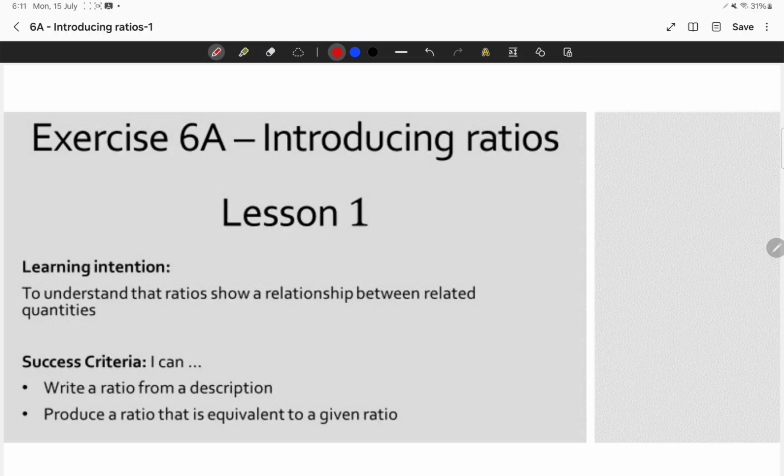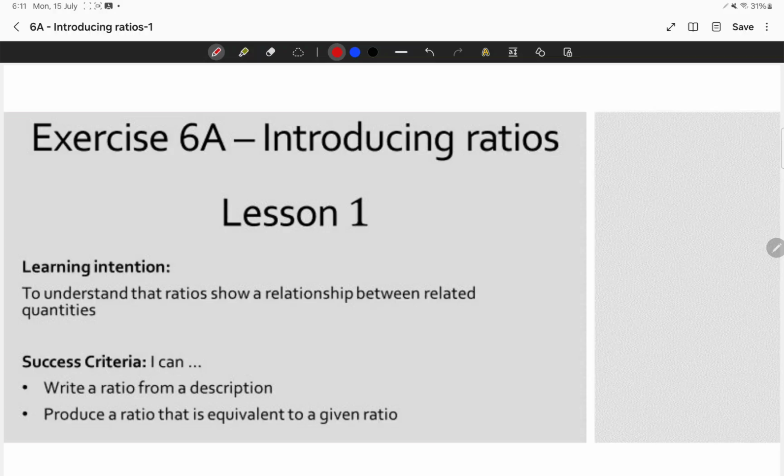Today we're going to be starting off with exercise 6A, which is our new topic, ratios and rates. Apologies I wasn't able to be with you guys today. I'll be back tomorrow. But today we're starting off with 6A, introducing ratios. I'll give you guys 2 minutes to write down the learning intention and success criteria in your books, please.